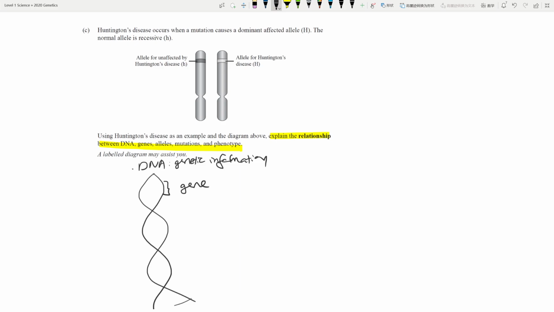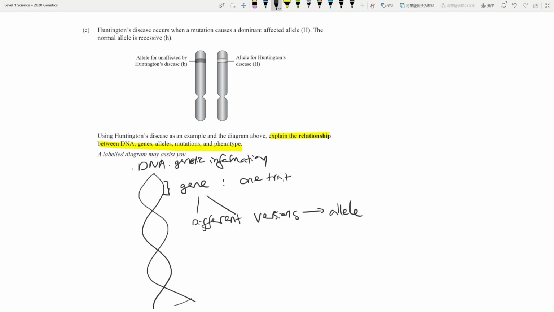A gene is a small section of DNA that codes for one trait, one particular protein. When you have different versions of the same gene, these are known as alleles.